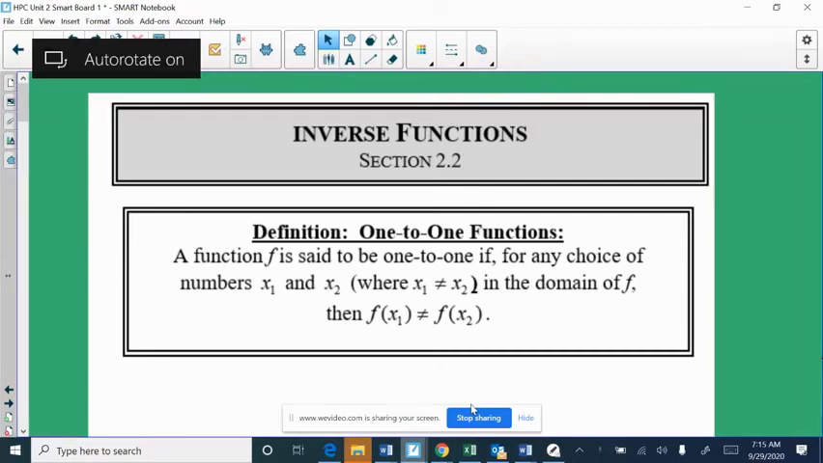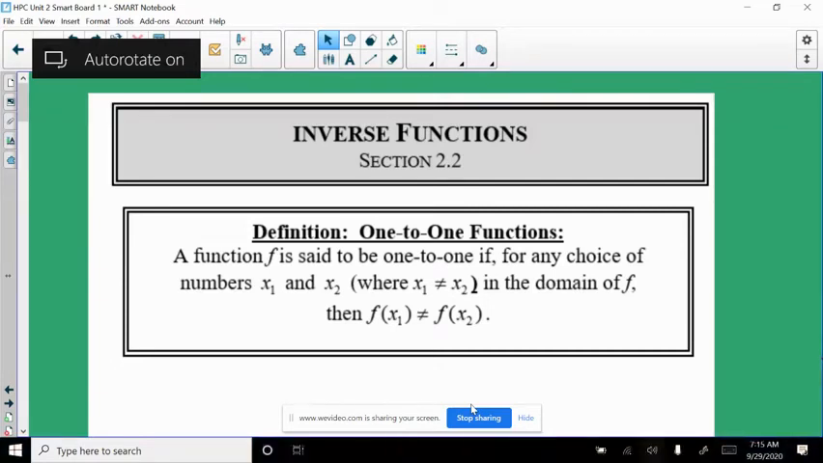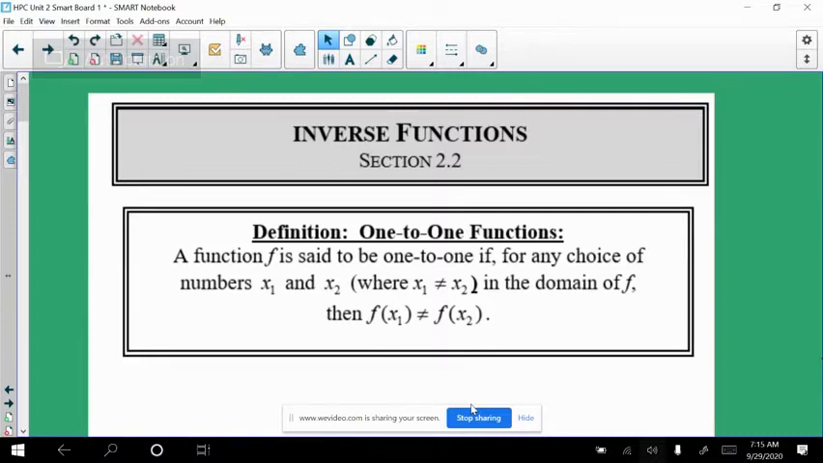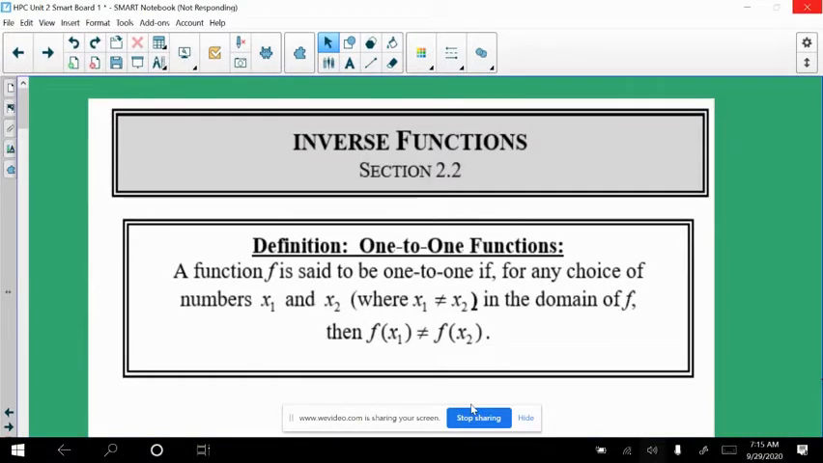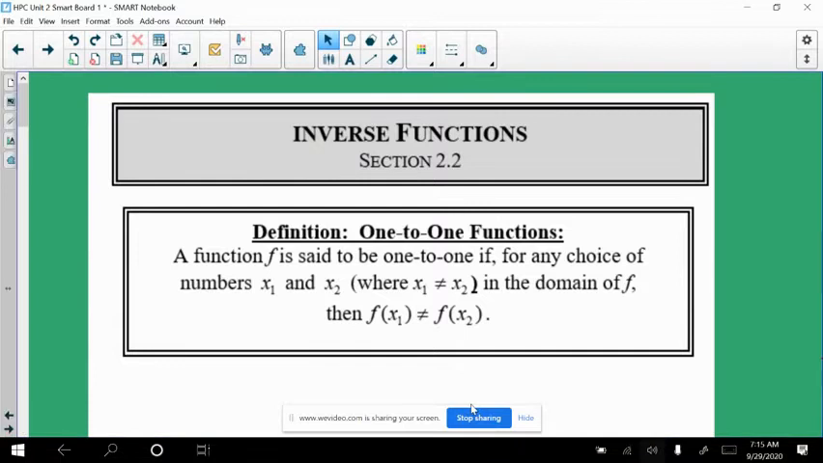Okay, so in this video, I want to lay out some background information about inverse functions and their prerequisites. One of the prerequisites for inverse functions is knowing what a one-to-one function is.